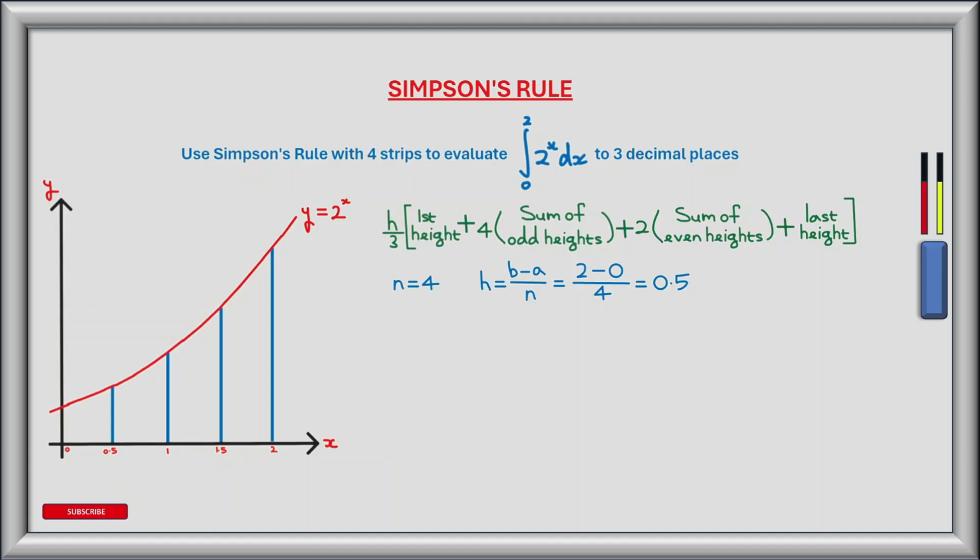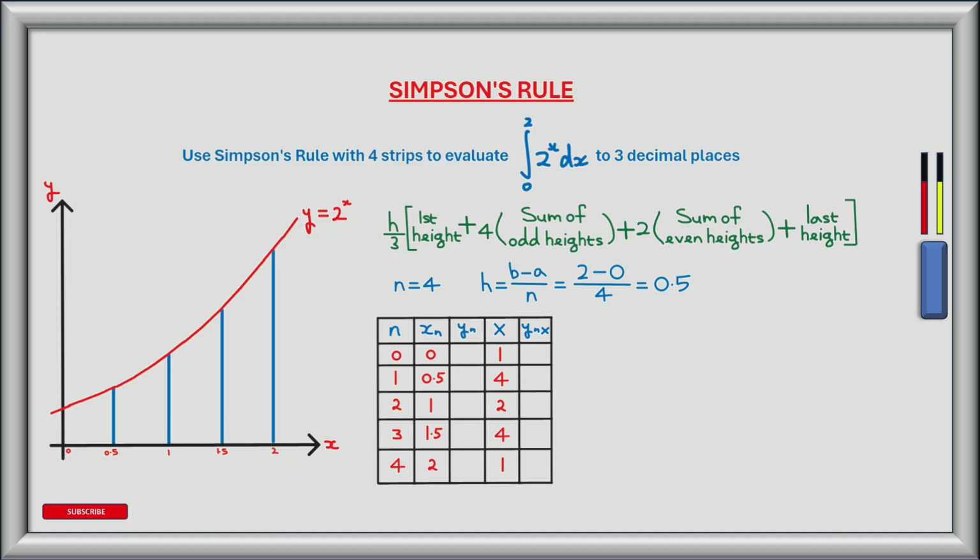h is the start point of the interval, which is 0 in this case, subtracted from the end point, which is 2, and the result of this divided by n. So we have 2 minus 0 divided by 4, which is 0.5. To help us evaluate this, I've created a table. This is filled in with what we already know.